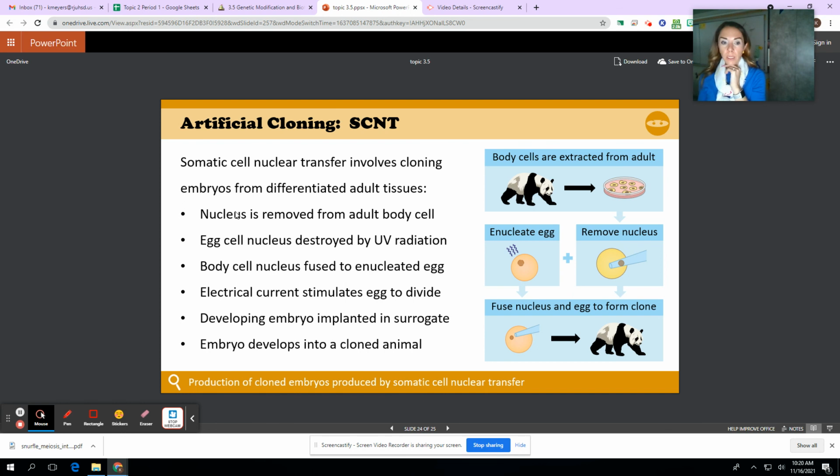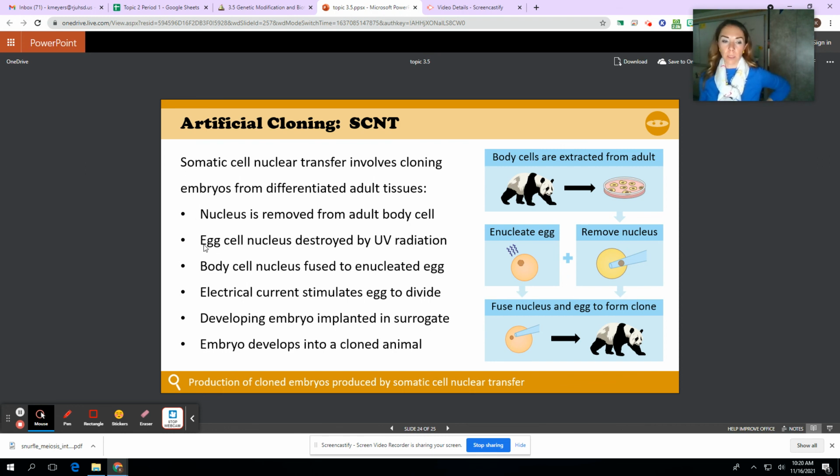So the nucleus is removed from an adult body cell. The egg cell nucleus is destroyed by UV radiation. So enucleated egg here. And then the body cell nucleus fuses to the enucleated egg, and then an electrical current stimulates the egg to divide. It develops an embryo implanted into a surrogate. This is what I was talking about with the endangered species. And the embryo develops into a cloned animal. So body cell extracted, enucleated egg, removing the nucleus, fusing the nucleus into a new egg.